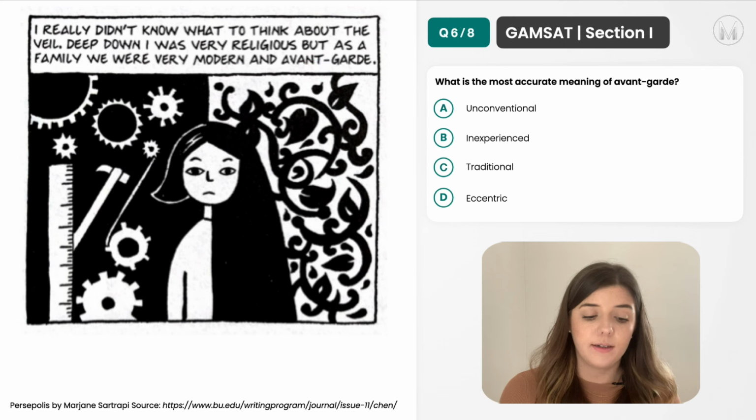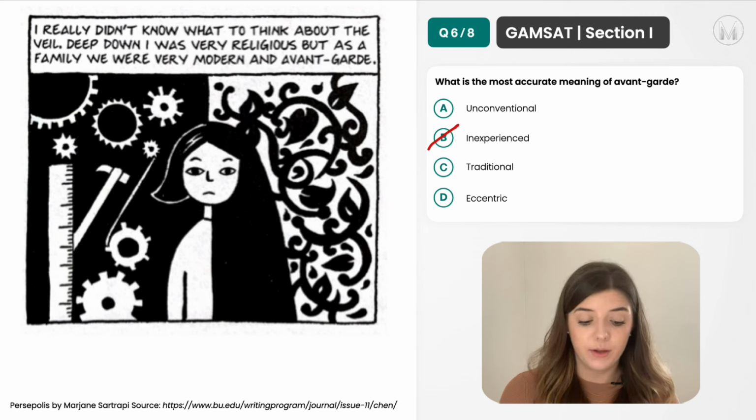And her problem is the veil, which is quite a traditional thing. So it's most likely going to be the opposite of traditional because she's conflicted between these 2 attitudes. So we're looking for the opposite of traditional. So unconventional is looking very likely. B, inexperienced. There's nothing to suggest from this text or the cartoon that she is inexperienced, and that's how she would interpret her family to be. So we can rule out option B.